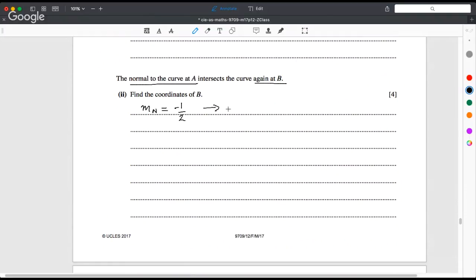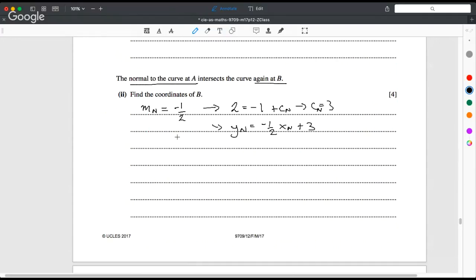And again, we know that the normal is at A, so it must pass through A. So you can plug that in. So 2 is equal to minus 1 plus c, gives us c is equal to 3, c normal. So that means the equation of the normal is y equals minus 1/2 x plus 3. And now we solve simultaneous equations, because we know that this intersects the curve at A, but it also intersects it at B.